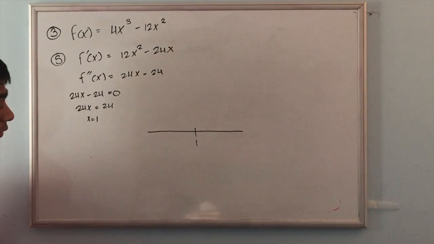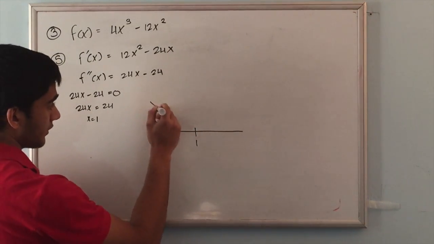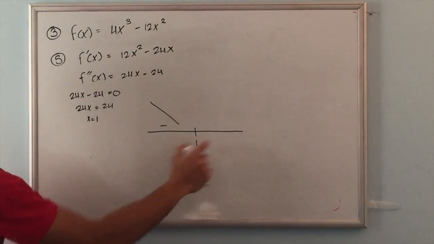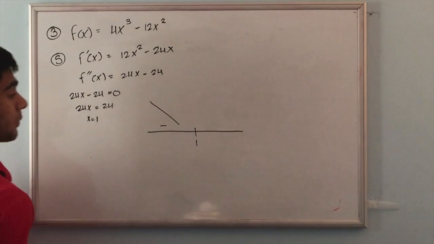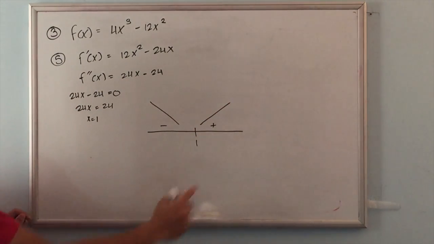So let's pick 0, and if we pick 0, notice that we get a negative number. So we get a negative sign over here, and we have a down-sloping curve. Pick a number greater than 1. If you pick 2, notice we have a positive number. So we have a positive number, we have an up-sloping curve. Notice that the sign changes.